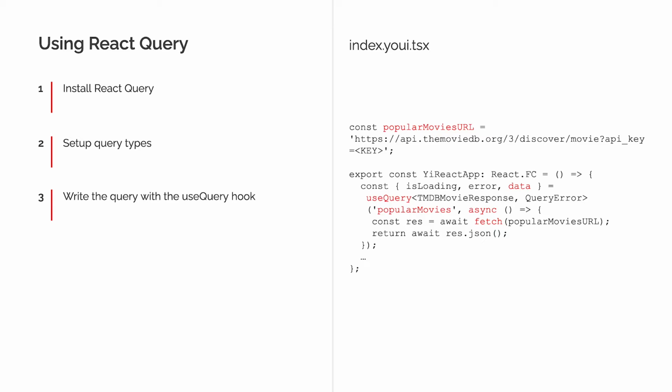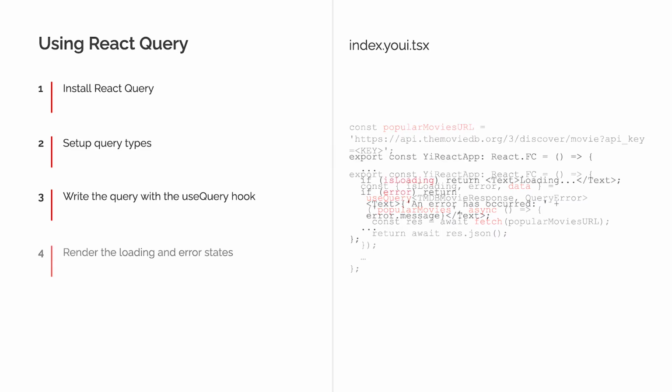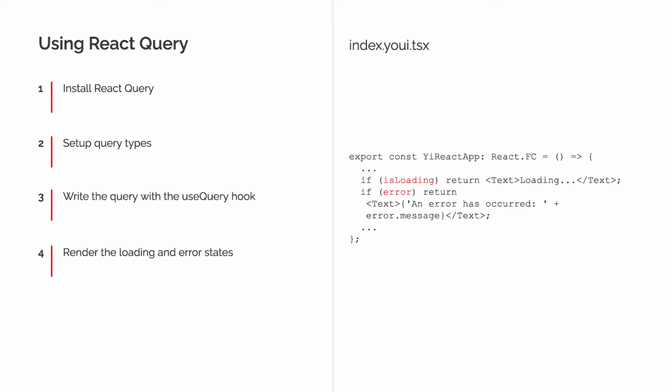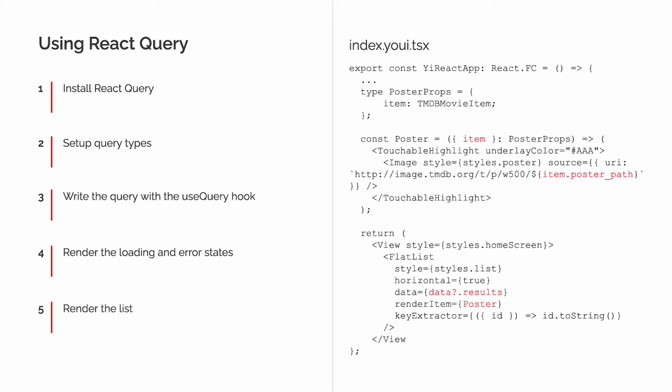Its first argument is a unique key that identifies this query, which will be using the string popular movies. The second argument is the callback function, with which we'll use an inline async function that does the actual fetch and conversion to JSON from the response. Once complete, our response will be in the data destructured member we defined just before. With the isLoading and error destructured values returning from the hook, we can preempt the render by checking their state and returning early. Lastly, we can render the flat list with our list of posters from the result.